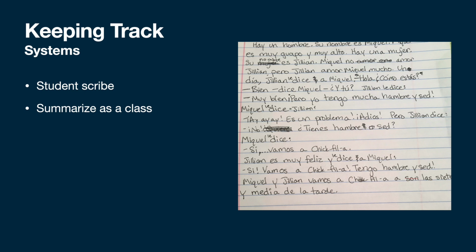So my preferred method is to summarize as a class. And generally I open up a Word document, project that onto the screen, and then type the story out by asking questions. What was the main character's name? Miguel. What was Miguel like? Oh, Miguel was handsome and tall. Then I have a typed up version all ready to go, which I can edit easily.